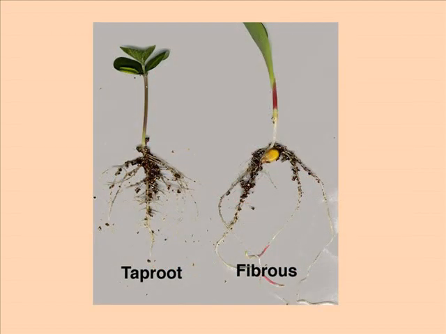Here are pictures of the taproot, which is the one main root on the left, and then the fibrous. You can see in there that is actually a little kernel of corn. That's what corn plants grow from. And you can see there are lots of roots kind of going off in every direction with our fibrous root.